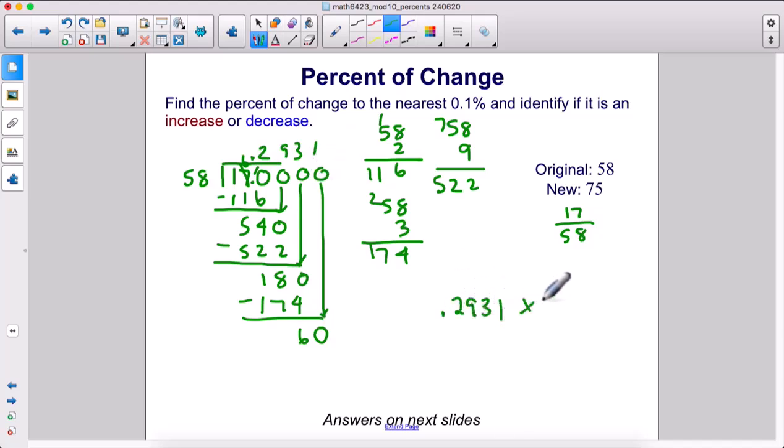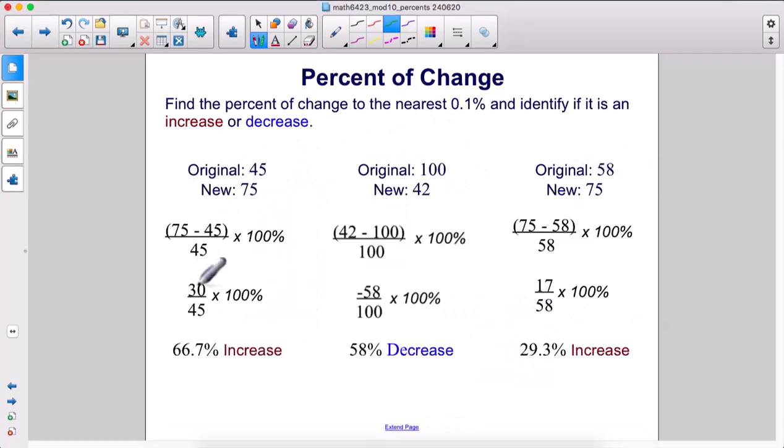0.2931. But we're going to convert that to a percentage. So it's going to be 29.3. That 1 is just going to round down. Percent increase. 29.3% increase. And there you have all of the answers.